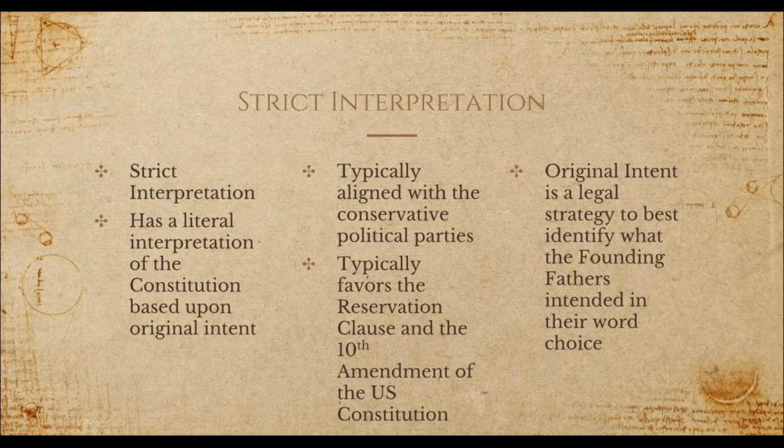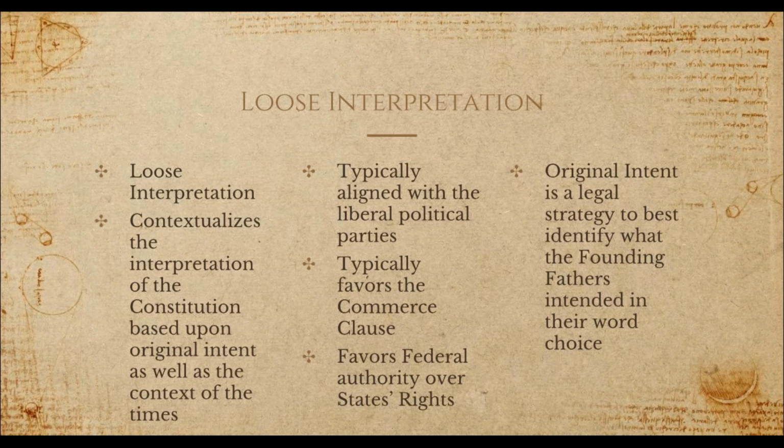First and foremost is the term strict interpretation. Strict interpreters are the ones that say, take it literally. But we've already talked about the contradictory statements. Typically, conservatives use strict interpretation, and they rely heavily on original intent and the Tenth Amendment. Conversely, the other school of thought is called loose interpretation, typically aligned with liberal political parties. They favor the Commerce Clause, and they favor federal authority over states' rights.